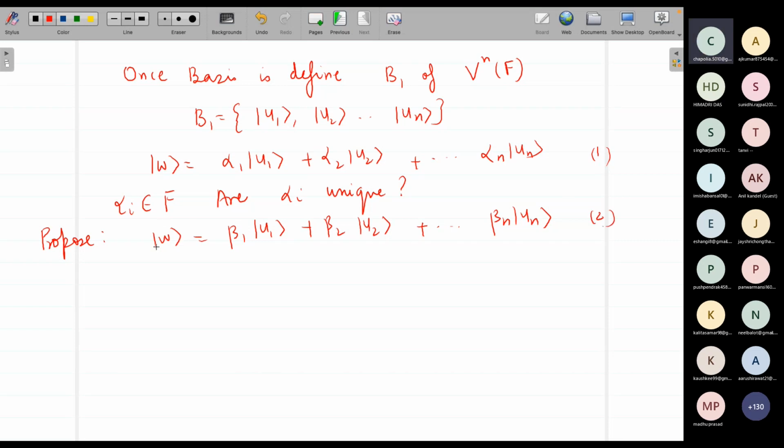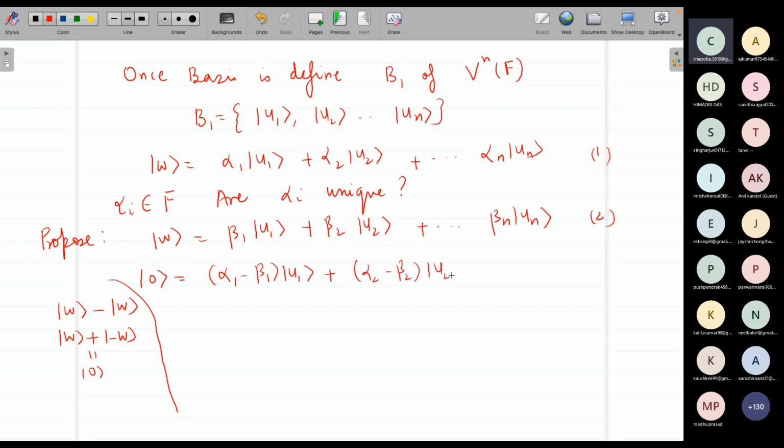So W minus W. What is the left hand side in that case? Zero. Null vector. Remember, this will be W minus W, which according to my properties can be written as this, and this by definition is a zero vector. Now, what is the right hand side? This is alpha 1 minus beta 1 U1 plus alpha 2 minus beta 2 U2 plus so on and so forth, alpha n minus beta n Un.